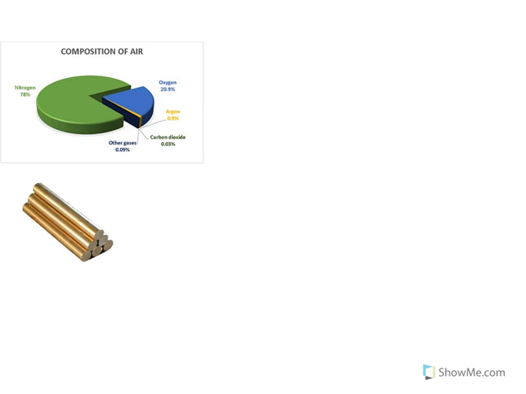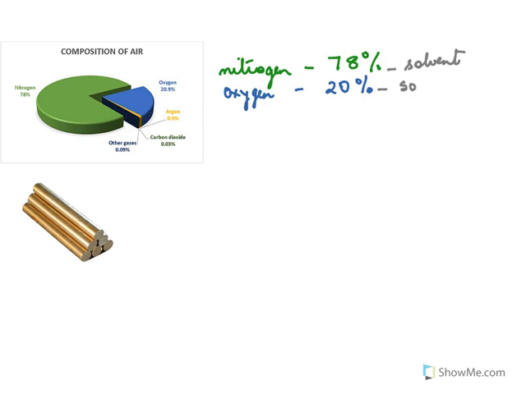We'll take some more examples of a solution. Air can be considered to be a solution. Now if you look at air, it is mainly made up of nitrogen, which is about 78%, and oxygen, which is about 20.2%, okay, around 20%. So in this case we can call nitrogen the solvent and oxygen the solute.